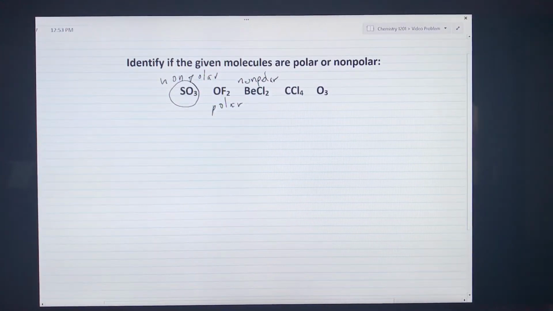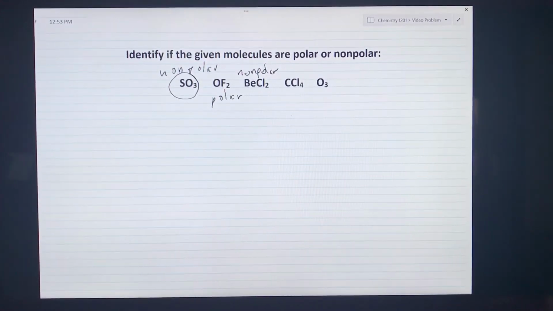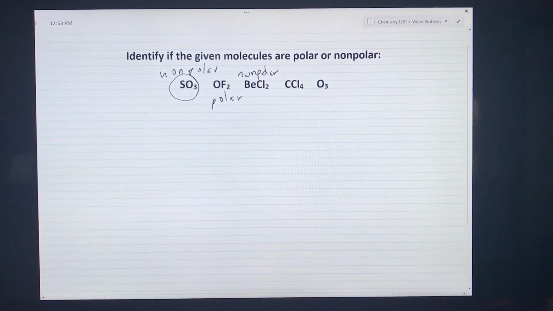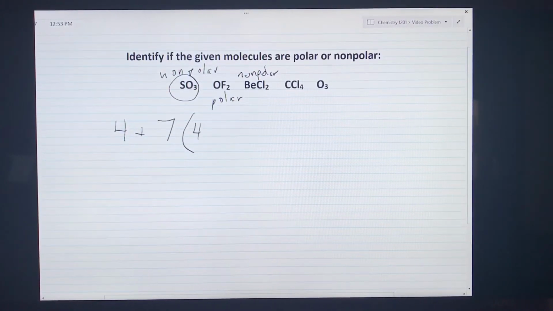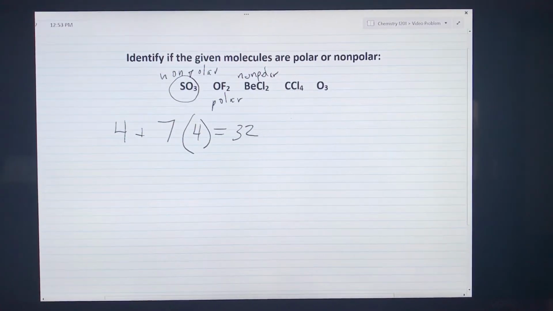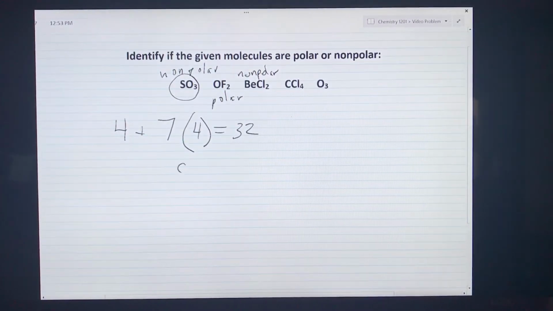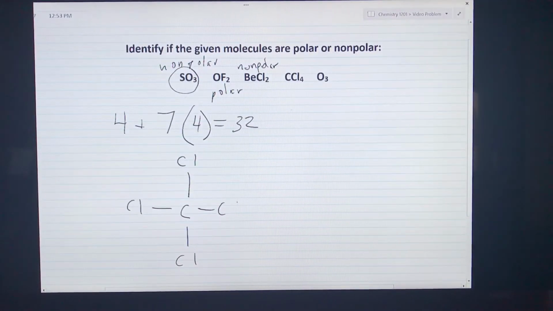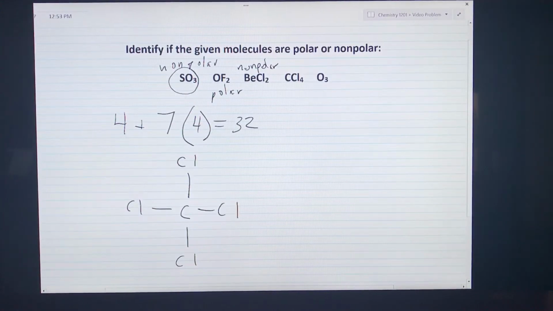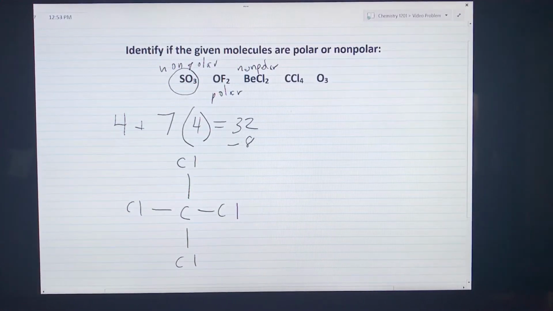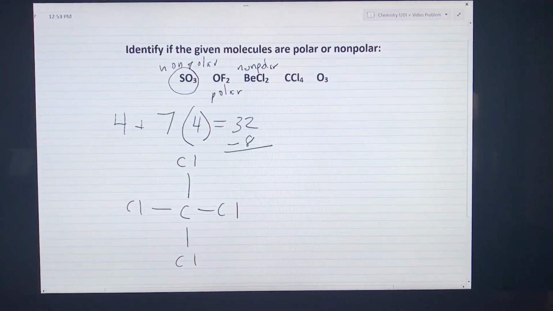Next, we will do CCl4. Carbon has 4 valence electrons. And chlorine has 7. Since there's 4 of them, we have to multiply by 4, which will give you 32 valence electrons. Next, we will draw the Lewis structure. You draw it like this. Like I said previously, each bond has 2, so it would be 8. So it would be 32 minus 8, which would give you 24.